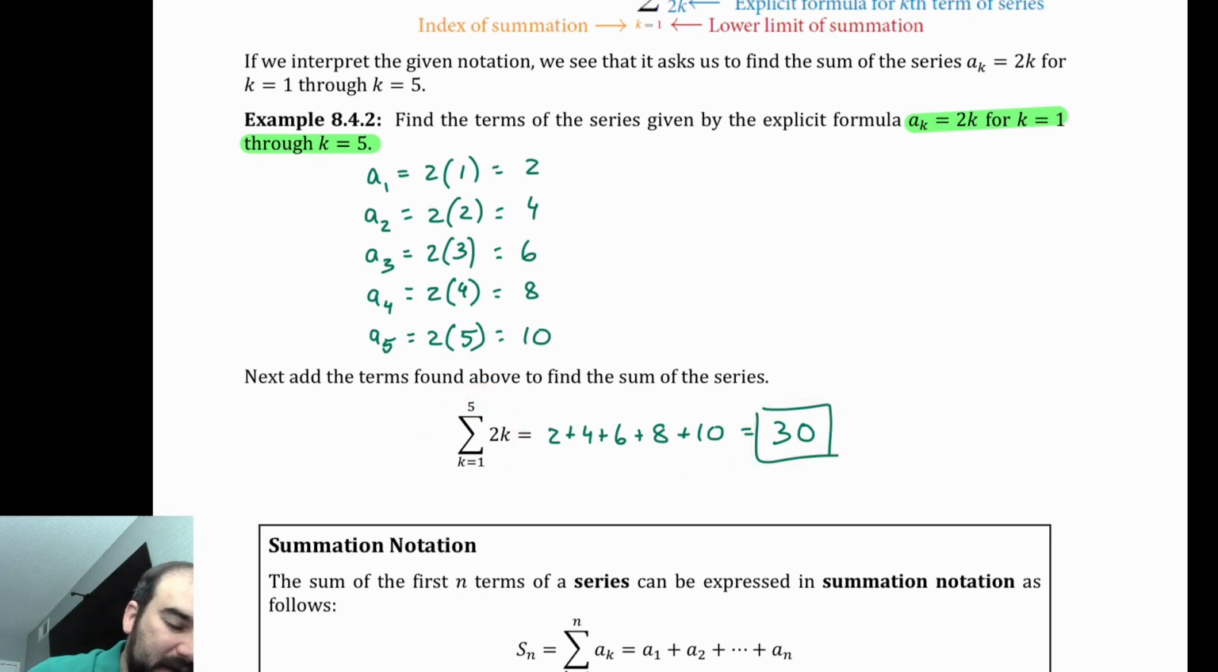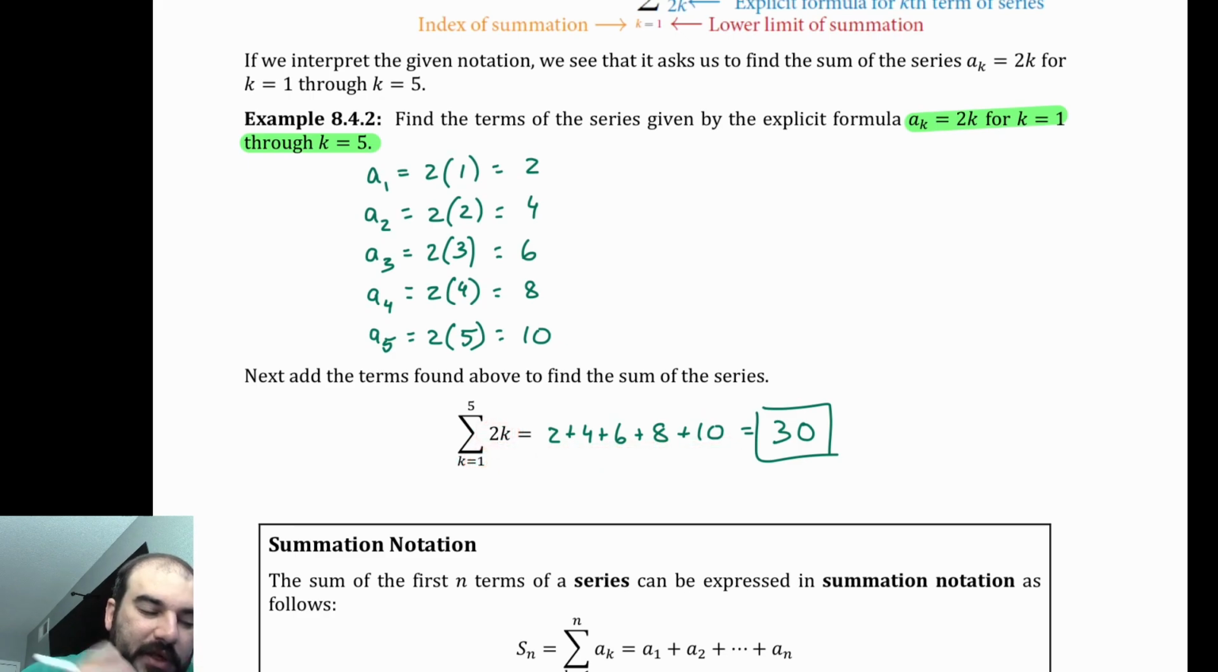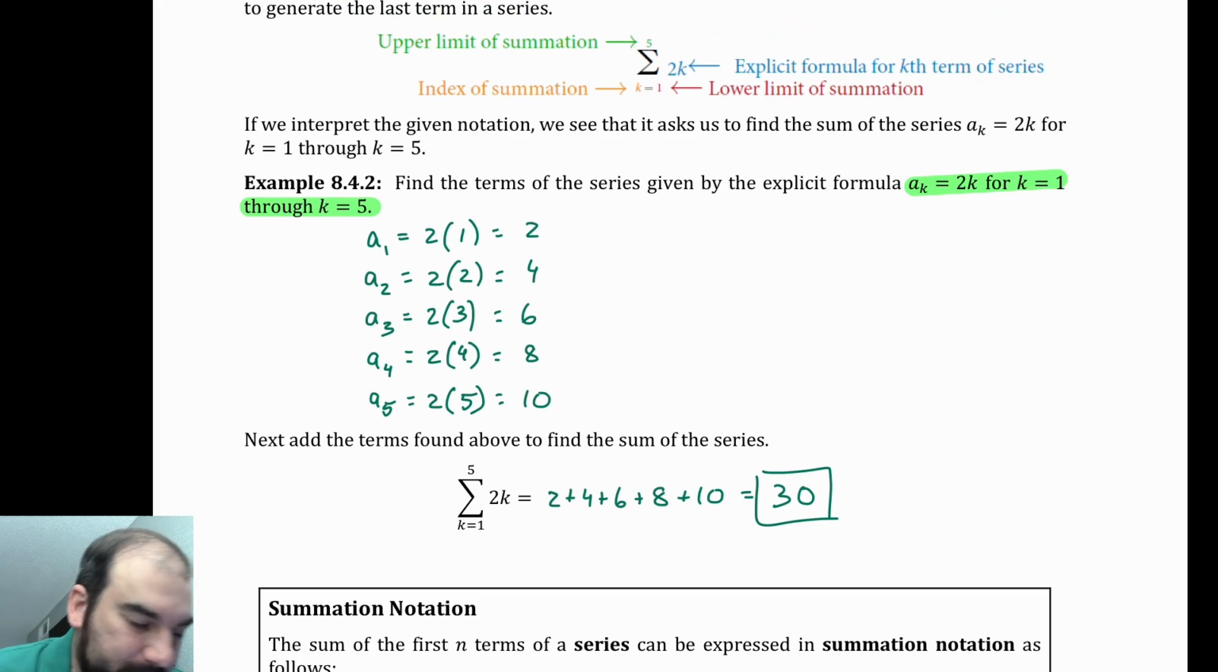Right, but the middle step there, to find these terms, you take 1, you plug it into your formula, you take 2, you plug it into the formula, 3, 4, and 5, and we stop when we've plugged in the upper limit of summation.